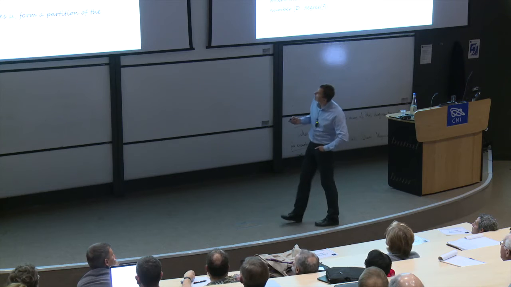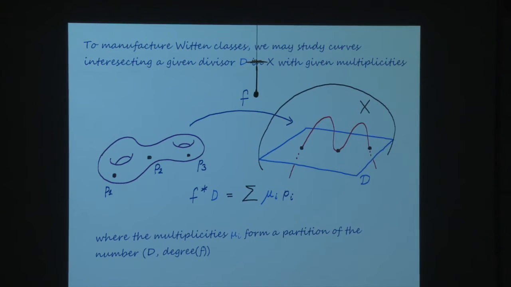let's move on. And then if you want to manufacture Witten's classes, we can study the following type of problem. If I have in my threefold a divisor, I can insist on my curve intersecting this divisor with some fixed multiplicities. Meaning, if I pull back the equation of that divisor, which is given by one equation, this will be a collection of points on a curve with some fixed multiplicities. And those multiplicities, of course, have to add to the topological intersection of your curve with the divisor. And so this is a legitimate question to study.